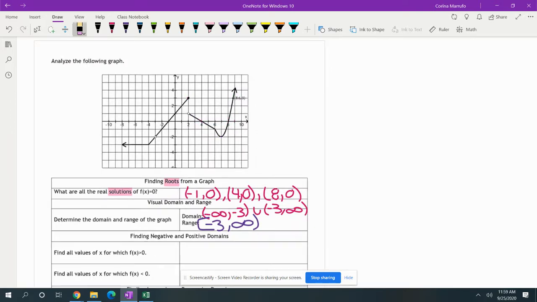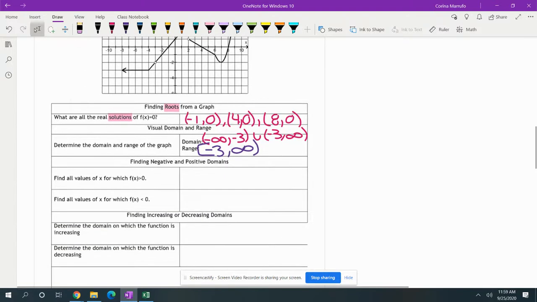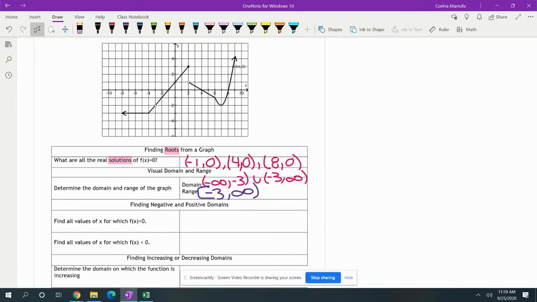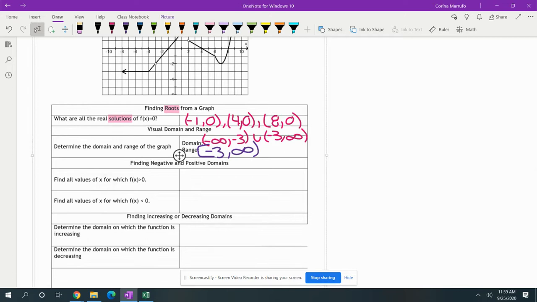Okay, the next section says finding negative and positive domains. So this one is a little bit different than increasing and decreasing. When you're finding negative and positive domains, it says find all the values of x for which f of x is greater than 0. So all the numbers that are greater than 0 are positive numbers. This is a fancy way of saying when is your function positive.